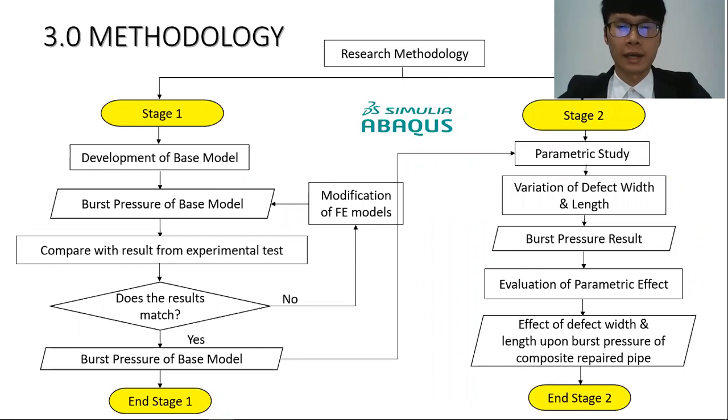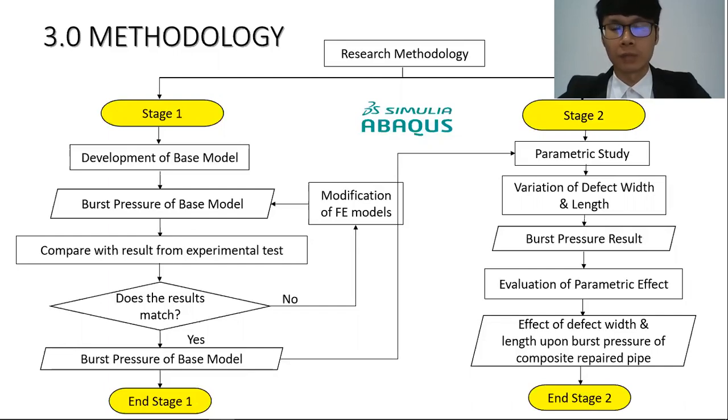Next is my methodology, and I divided it into two stages, with stage 1 involving the development of BESS model. The burst pressure of BESS model will be compared with results from experiment tests. The marginal error will be not more than 10% when comparing the burst pressure of BESS model with experiment tests. If the result doesn't match, we will go back to the modification of finite element model. If the result matches, which shows that the marginal error of burst pressure is less than 10%, then it can be used as the BESS model or validation BESS model.